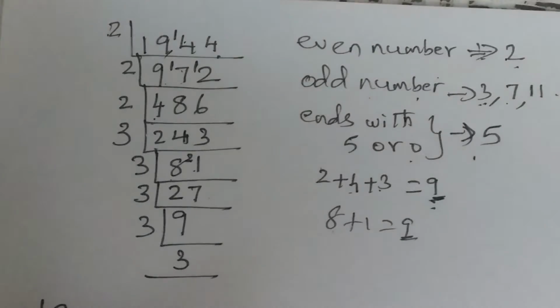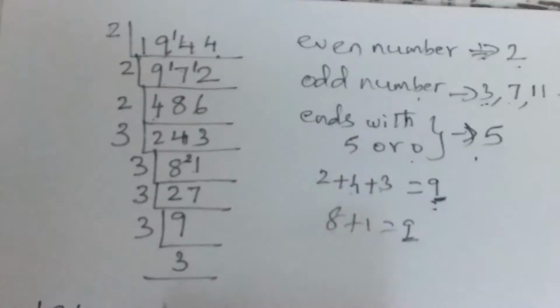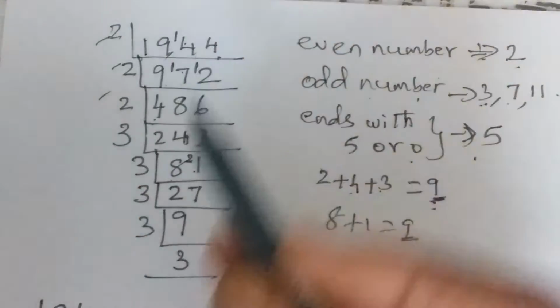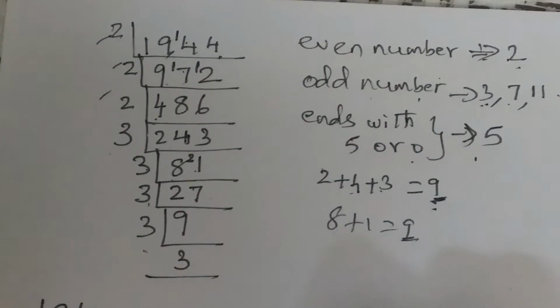Now let us check whether we can take one factor for every 3 factors. How many 2s do we have? 2 into 2 into 2. We have 3 2s. Then 1, 2, 3, 4, 5 3s: 3 into 3 into 3 into 3 into 3.